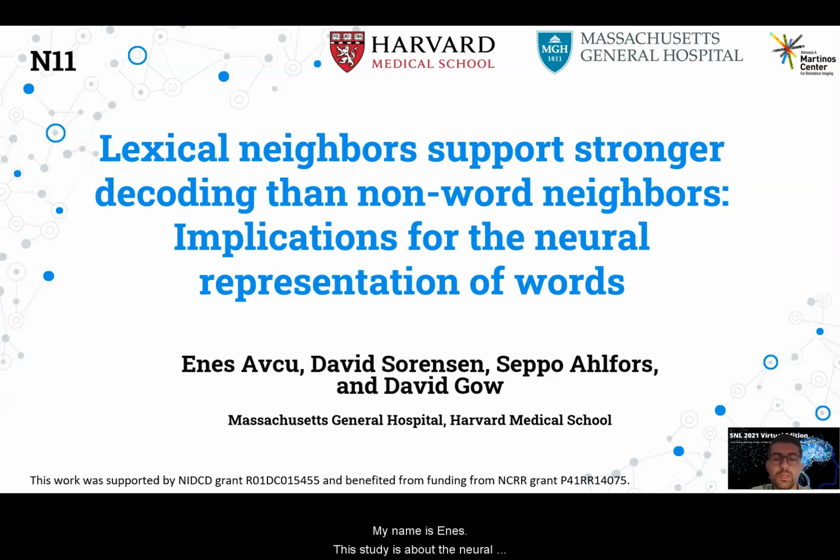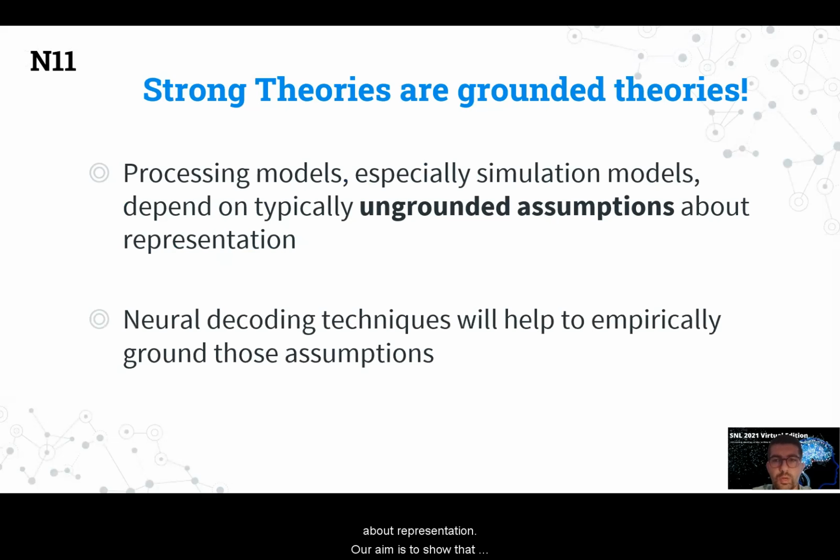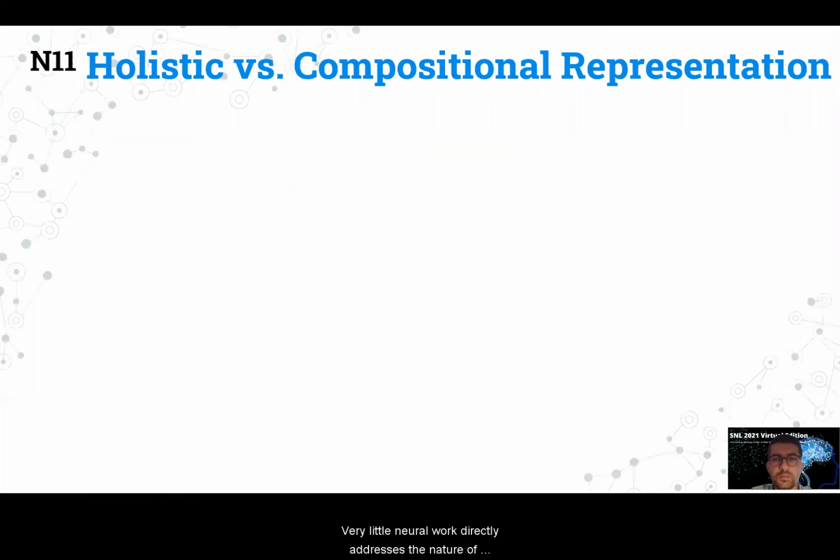My name is Enes. This study is about the neural basis of lexical representation. Processing models, especially simulation models, depend on typically ungrounded assumptions about representation. Our aim is to show that neural decoding techniques will help to empirically ground those assumptions. Very little neural work directly addresses the nature of word-level phonological representation.